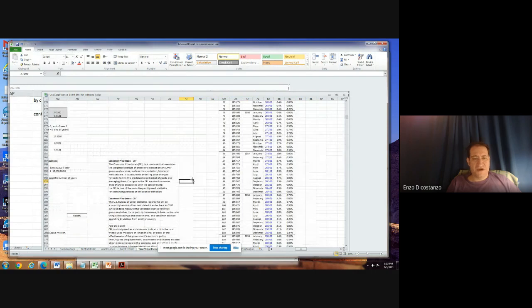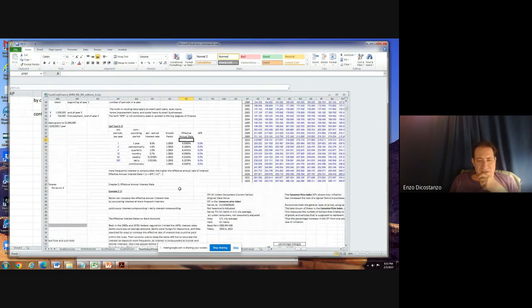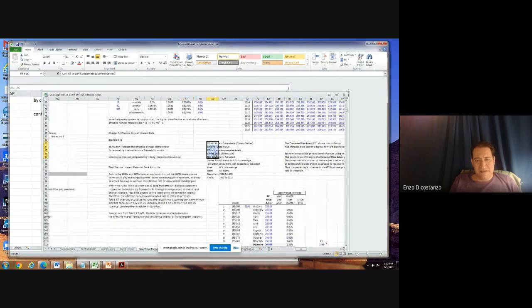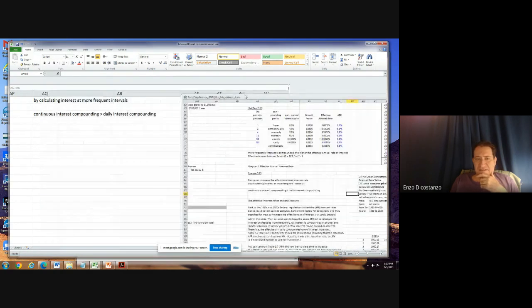The CPI is, and we have some of that. So yeah, there we go. Okay, like I said, but this other example that we have, this is the 8% table.